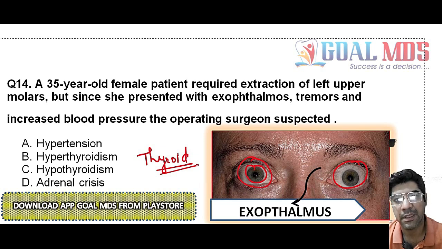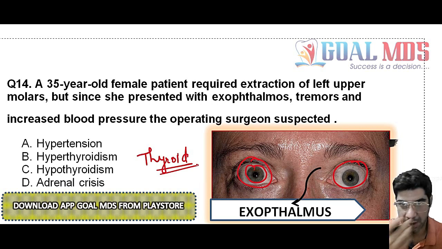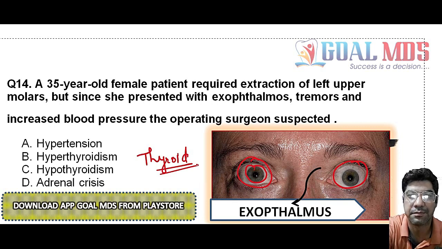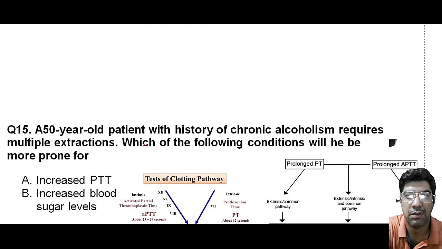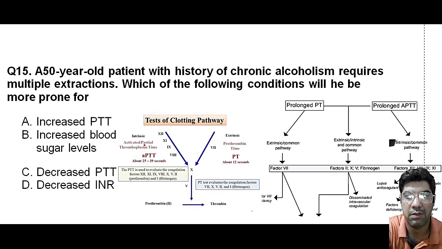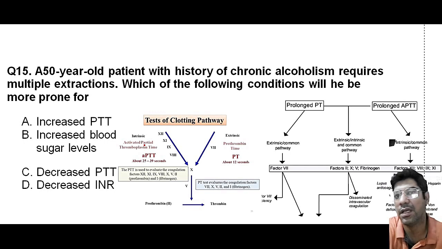So these bulging eyes, tremors and increased pressure will suggest hyperthyroidism. What is hyperthyroidism? That means there is overactivity of which gland? Thyroid gland. So that will produce excess of which hormone? Thyroid hormone. Right. Exophthalmos is the protruding or the bulging eyes. The tremors are involuntary rhythmic movements that can be associated with hyperthyroidism. So answer is definitely hyperthyroidism.